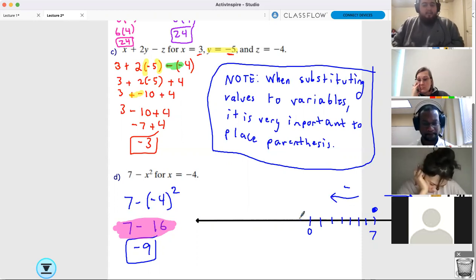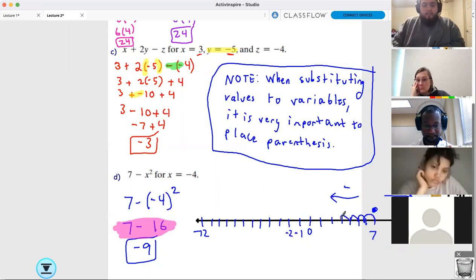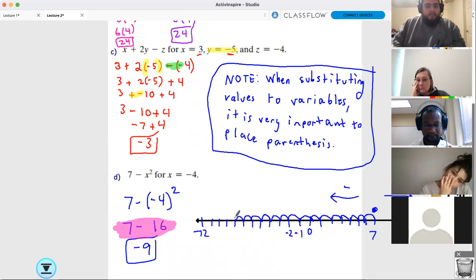So let me go ahead and draw a couple more lines over here. 1, 2, 3, 4, 5, 6, 7, 8, 9, 10, 11, 12. That's negative 12. Now let's go to the left. We're subtracting 16, and since we're going to the left and 16 is bigger than 7, we're going to go past 0. What numbers are to the left? Negative. So let's go 16. 1, 2, 3, 4, 5, 6, 7, 8, 9, 10, 11, 12, 13, 14, 15, 16.